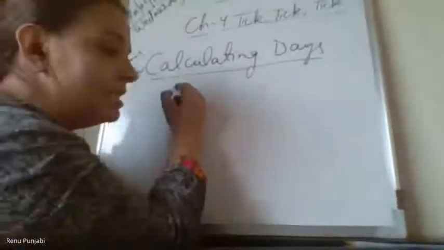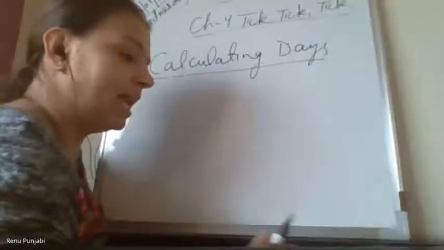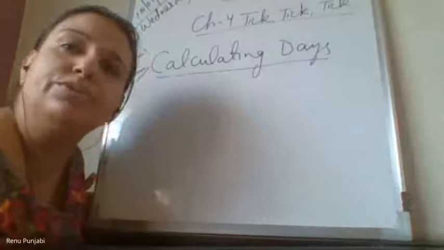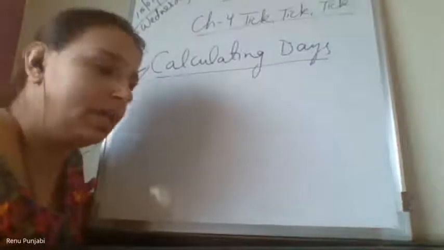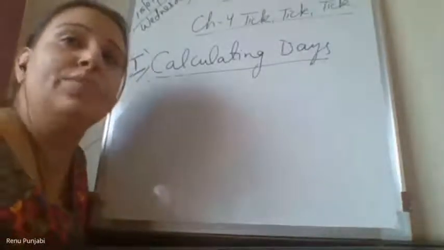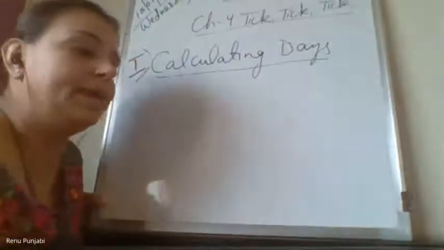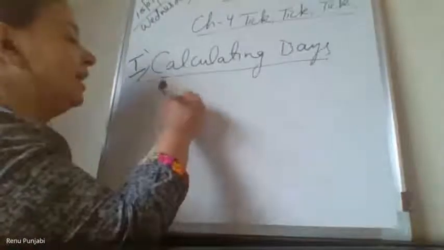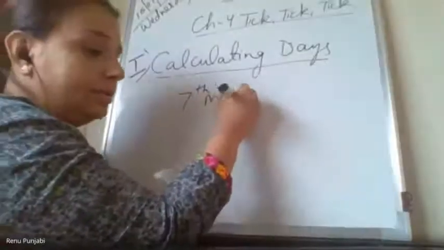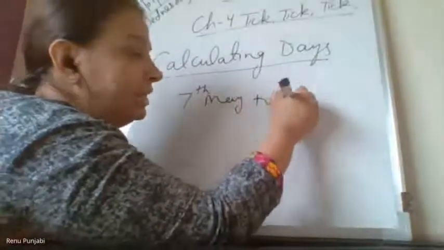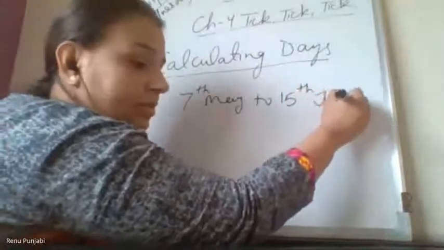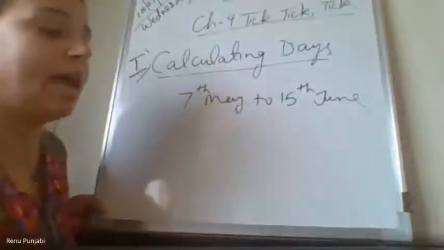So now we will see, we will take one example. Pratik enrolled for the summer camp. You children also join the summer camps. So he enrolled. Enroll means what? He took the admission for the summer camp, from 7th May to the 15th June. How long was the summer camp?